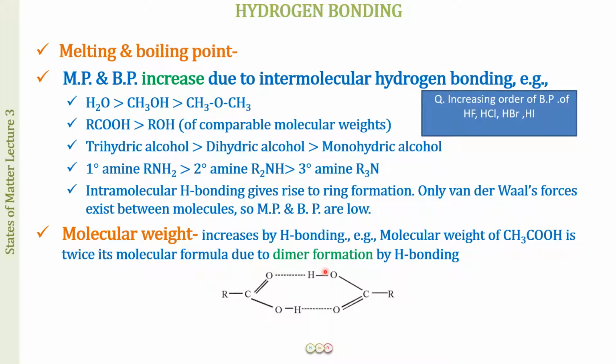Because of this, when we do an experimental analysis for finding the molecular weight of acetic acid, we find it twice the actual molecular weight which it should have been. More of this you will be able to understand when you do the course on solutions in class 12. But at least you can now appreciate that this molecule is not existing as a single molecule, it is existing as two molecules together.